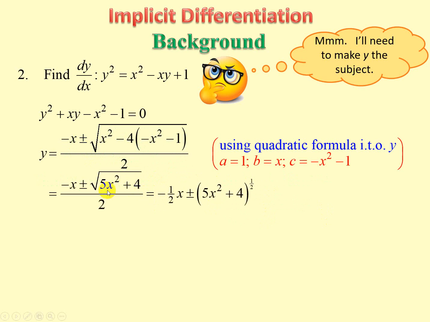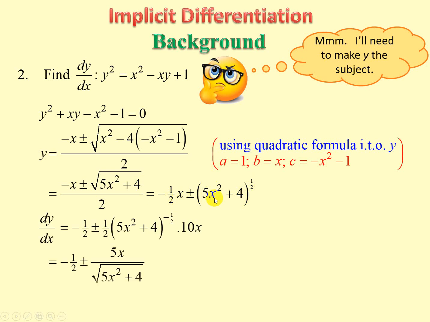So I'm now simplifying, that's all, and I've got it down to there: minus half x plus or minus the bracket to the half. Now here we still have to differentiate. There are two terms, so the derivative of two terms is the same as taking the two terms separately and differentiating them. So minus half x goes to minus half.